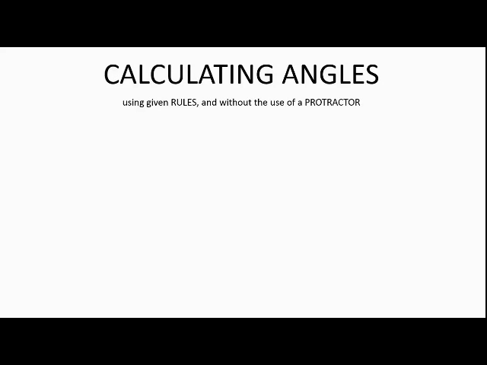The next angles we're going to look at calculating are angles on lines. The first angle we're going to look at is a 90-degree angle. We can all see here, this is known as a right angle. We all know that. It has a 90-degree angle on the inside.